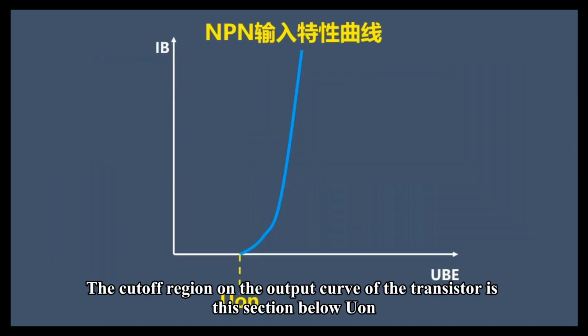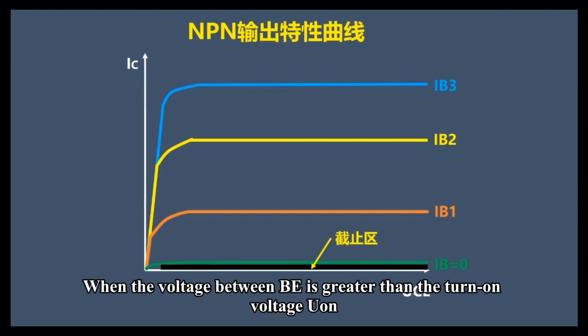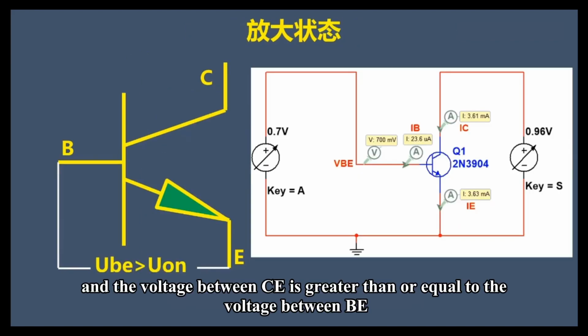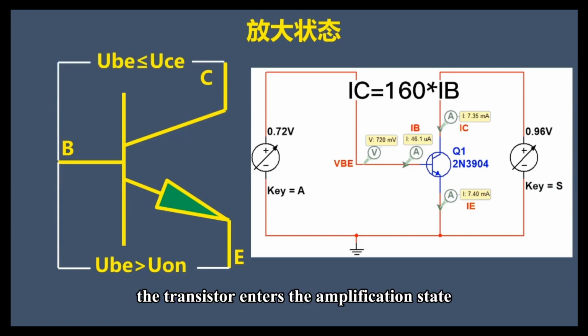The cutoff region on the output curve of the transistor is this block area below ID equal to 0. When the voltage between B and E is greater than the turn-on voltage Vγ, and the voltage between C and E is greater than or equal to the voltage between B and E, the transistor enters the amplification state.